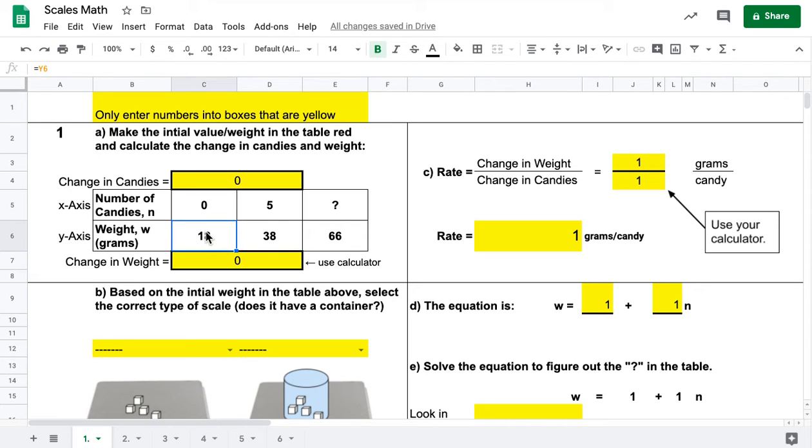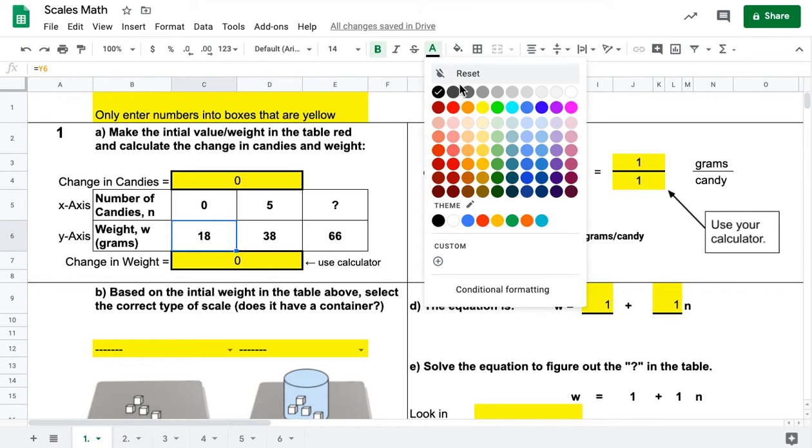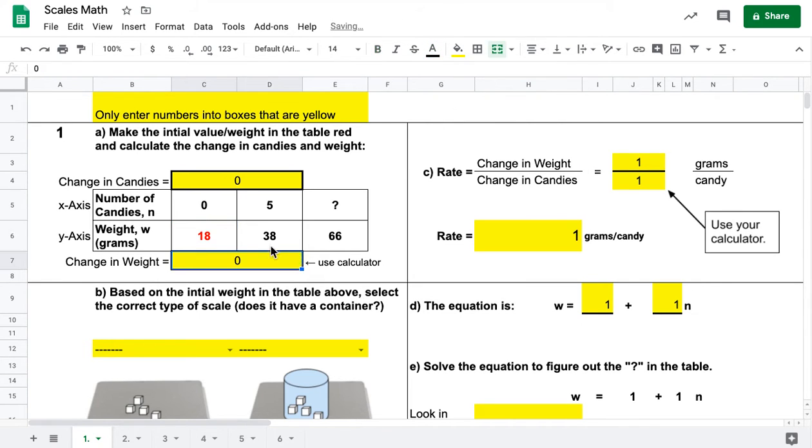So what you do is highlight that cell. You see the little blue around that, and you go up here and you press the A button, and that changes it. You can change it to red. So now we can remember that the initial value for that one is red.